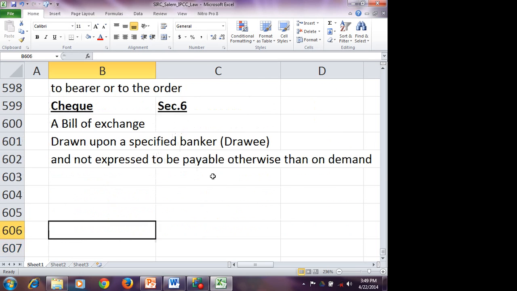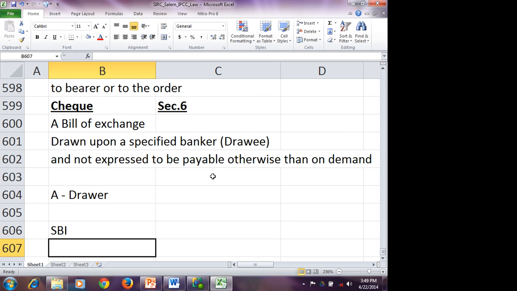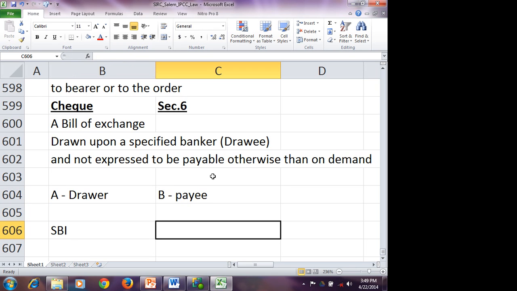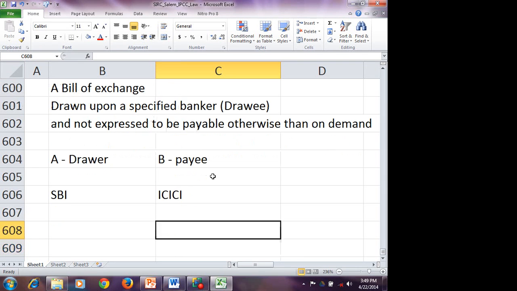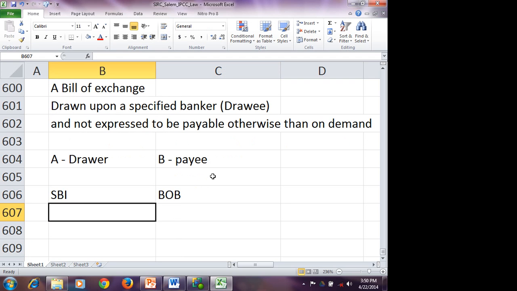If you visualize the process of a check, let's say A is a drawer. A has an account with SBI. B is the payee to whom the check is given. B has an account with, let's say, ICICI, or some other bank like Bank of Baroda. So A issues a check to B. B is the payee. A is the drawer. Who is the drawee? That is the banker of A. The banker of A will be the drawee.